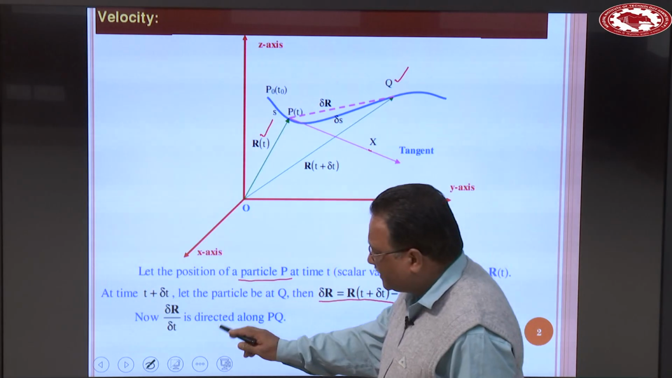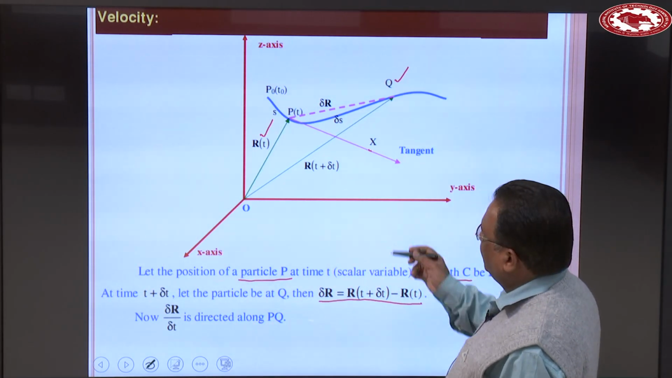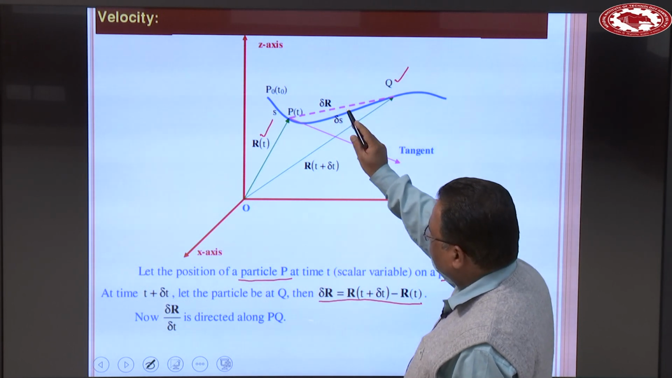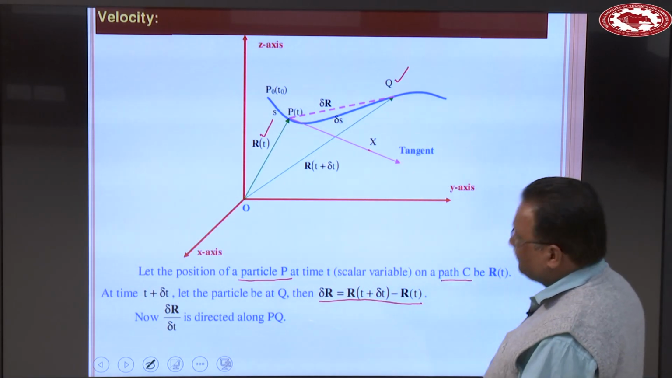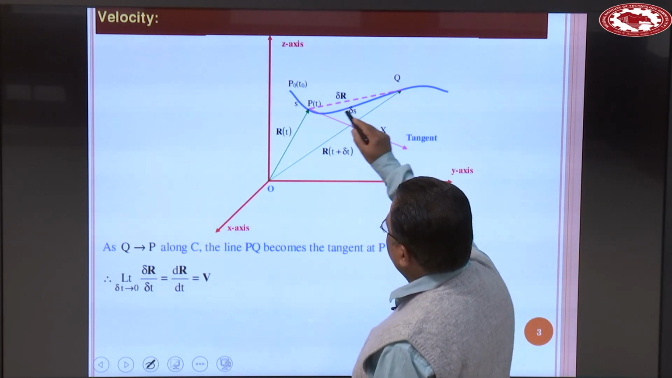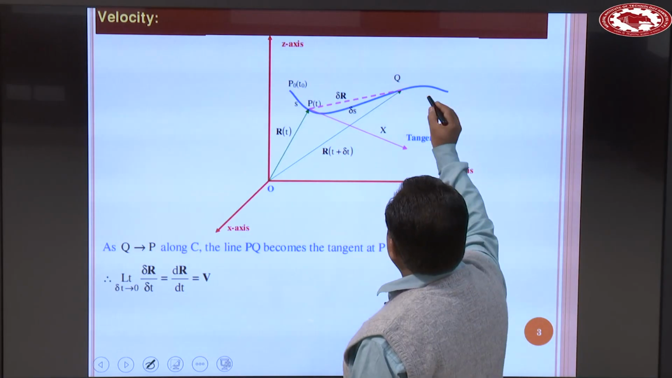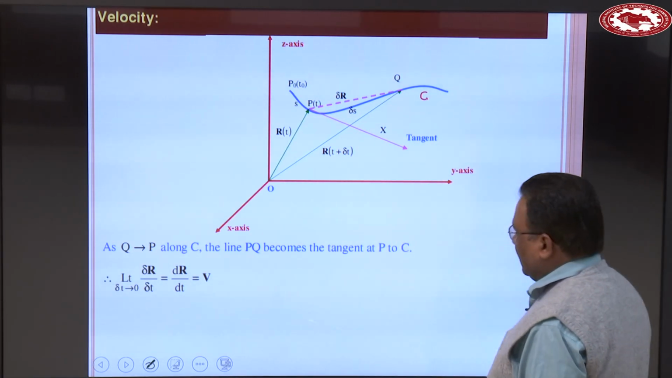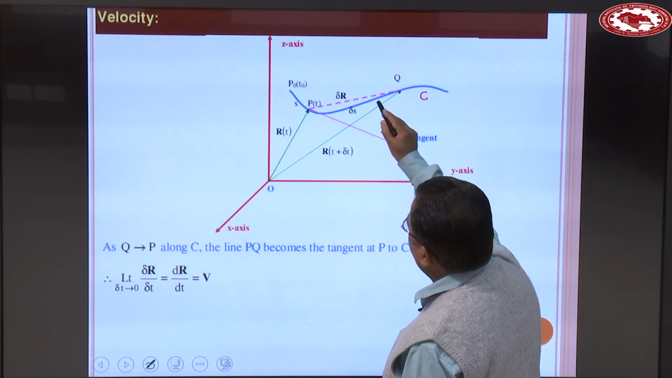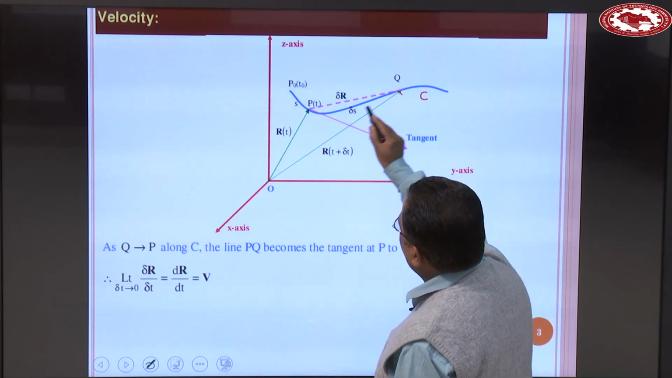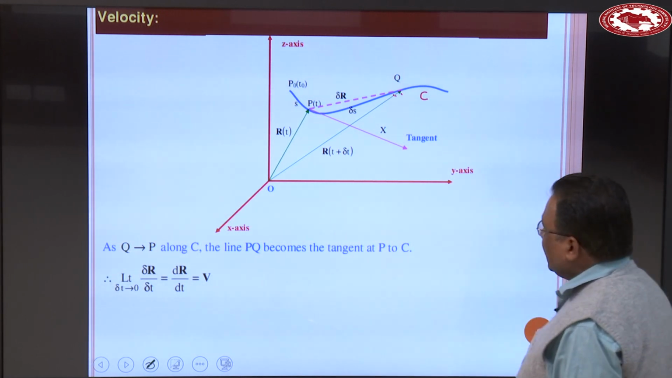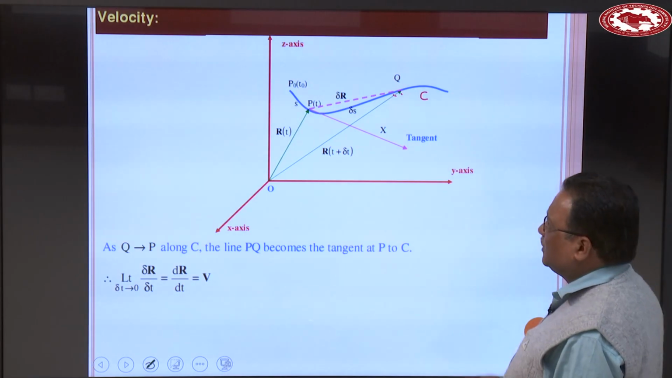Now, delta r over delta t is directed along this chord PQ. As Q approaches P along this curve C, the direction of the line PQ changes, and when this point reaches P, the direction of PQ becomes this. So the line PQ becomes the tangent at P to the curve C.